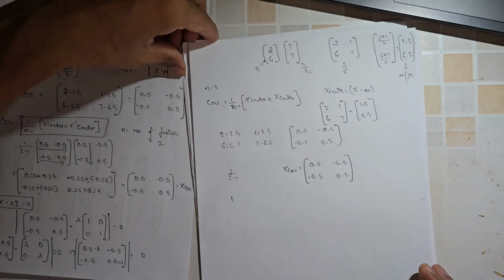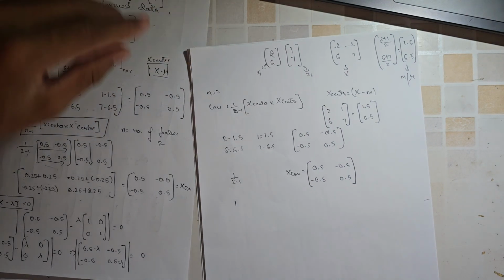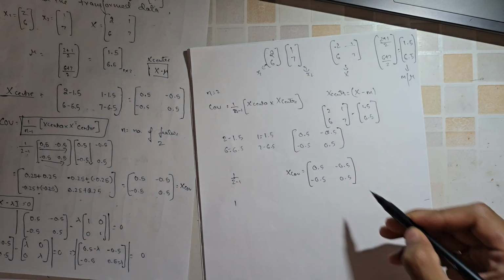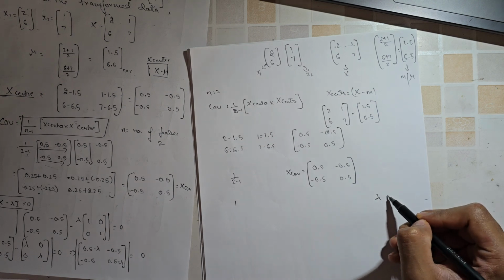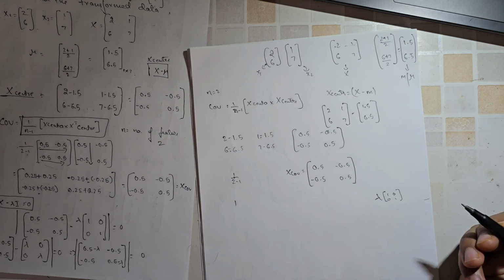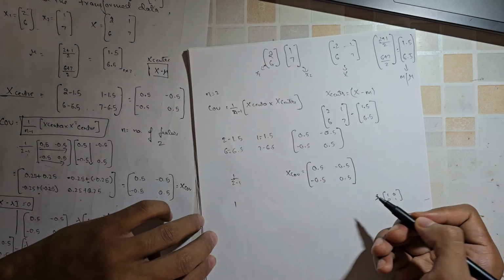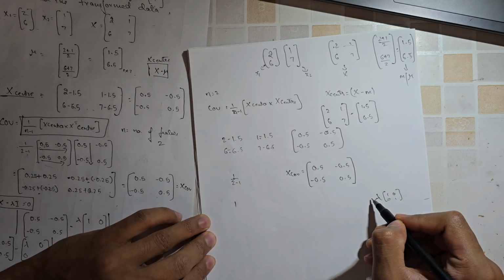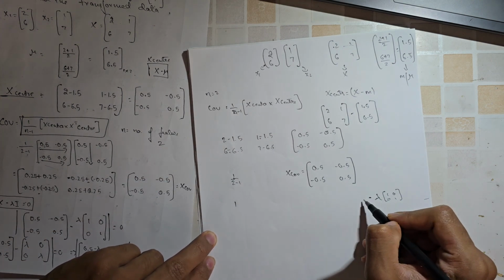And then what's the next step? You have to find the eigenvalues. How will you find the eigenvalues? You have to multiply this thing with the identity matrix 1 0 0 1. Okay, so how you will do that? Multiplication, sorry, you will subtract that.